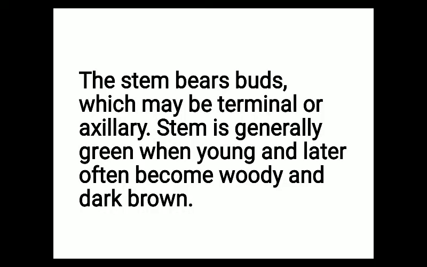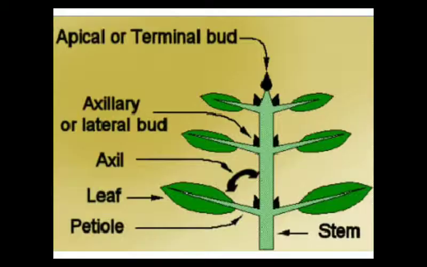The stem bears buds which may be terminal or axillary. The stem is generally green when young and later often becomes woody and dark brown. So the stem possesses buds, and these buds may be terminal or axillary. What is the meaning of terminal and axillary? These are the buds, this structure which you can see. These are the buds which give rise to maybe a new leaf, maybe a new flower.